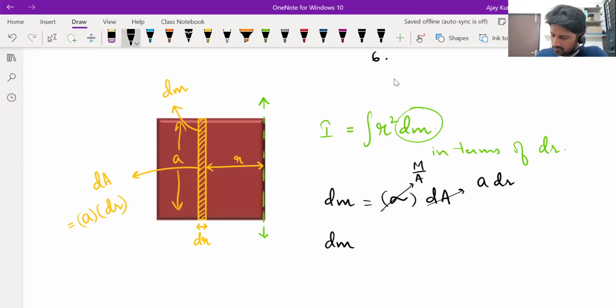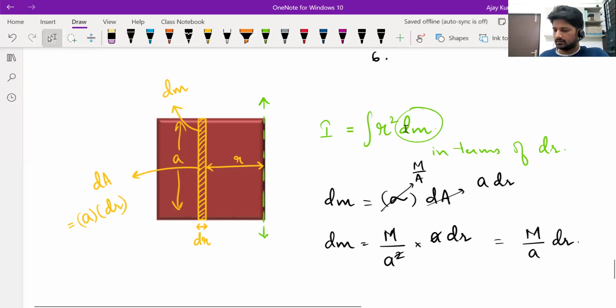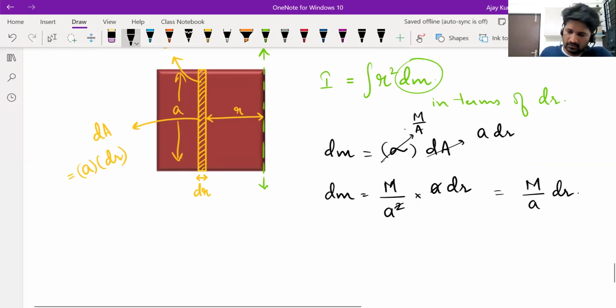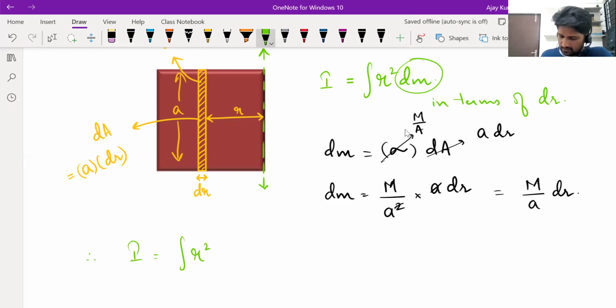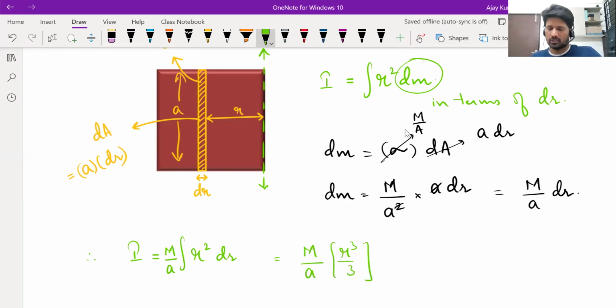We can write dm is equal to total mass by total area of the square into area of the element. One a gets cancelled. So dm is m by a dr. Okay, we'll substitute that in the integral. Therefore, I becomes integral r square into m by a dr. m by a, I am putting it outside the integral because they are constants. So that becomes m by a, integral r square dr, which is r cube by 3. Okay. Now the limits for small r.